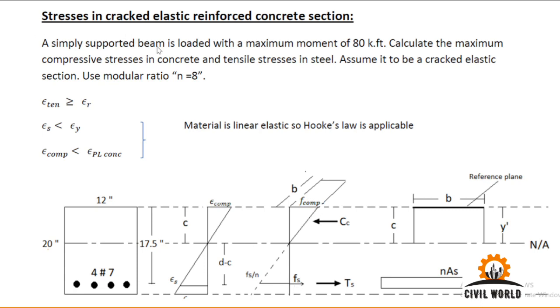A simply supported beam is given, which is loaded by a moment of 80 kip-ft, and we have to calculate the compressive stresses, which is the maximum compressive stress in concrete, occurring in the topmost concrete fiber, and then the tensile stresses in steel, assuming a cracked elastic section and a modular ratio of 8.